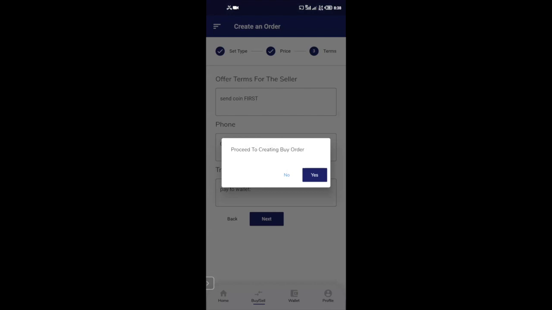Now, the next aspect of this is to create the order, okay? Once this is done, after you've set up the terms and conditions at which you want to buy, you create the order, okay, for the seller to know that you are actually serious about it.